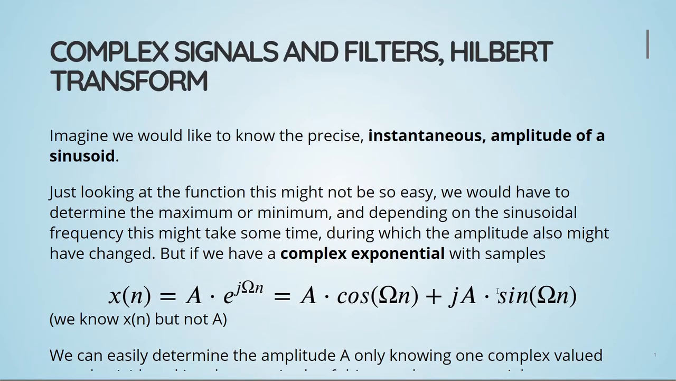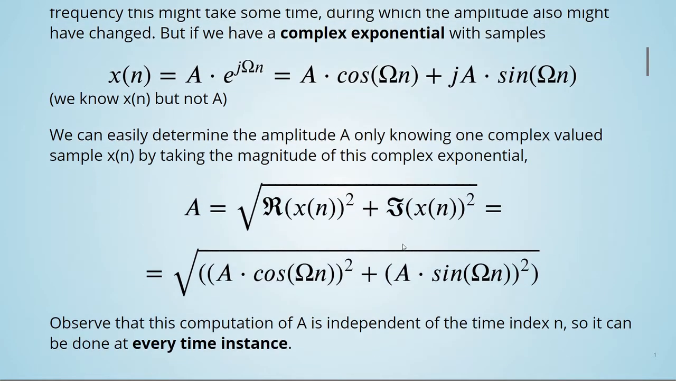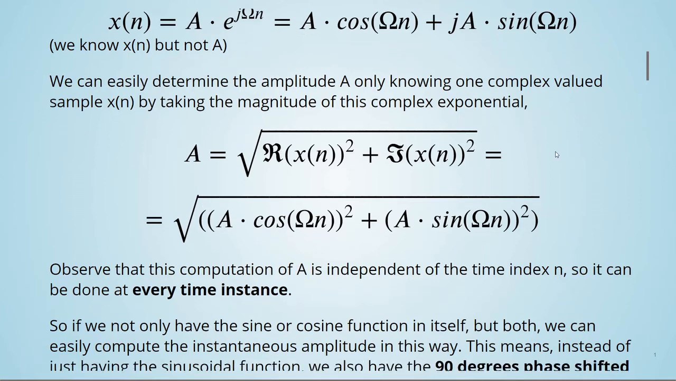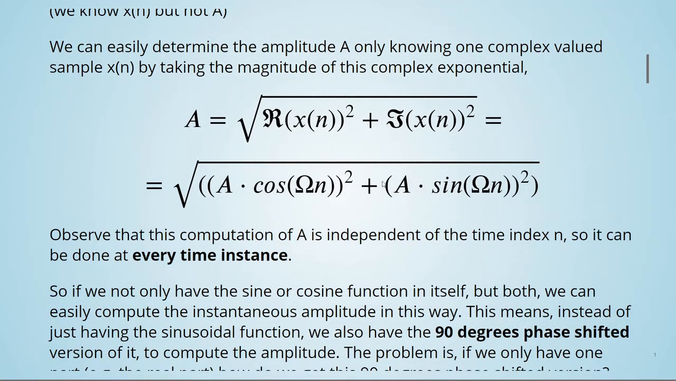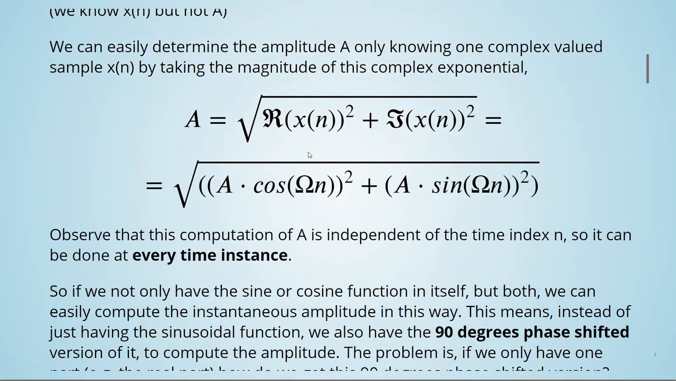So here, in this case, we have a complex exponential. We will derive something until we have the possibility to get the amplitude of a sinusoid. So here's how we take the magnitude of this complex exponential: the real part squared plus the imaginary part squared, and the square root, and then we replace here. This is given by the real part and this is the imaginary part, and this is our equation.